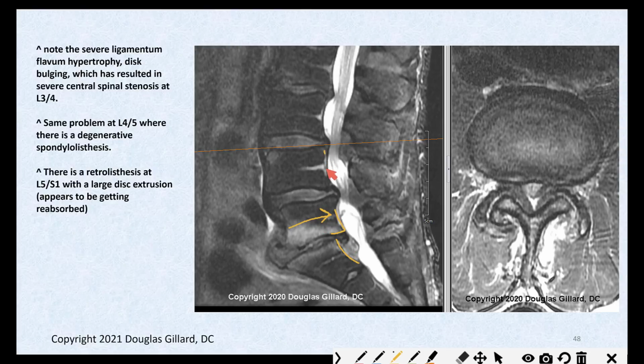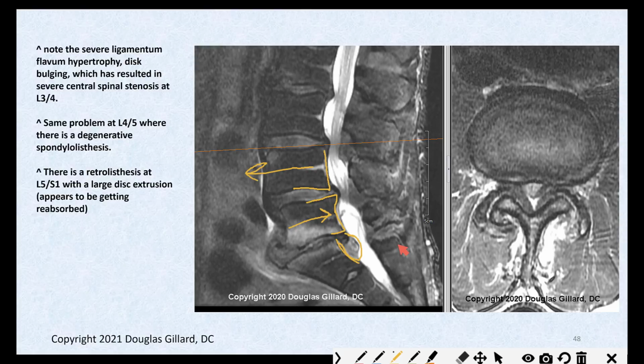Now, what about this? So this one is slid forward. So technically, that's a spondylolisthesis, even though it may be an illusion because this bone is slid back. But you would still call it a spondylolisthesis because this one is slid forward. These guys are normal here. Anybody catch this? That's a big disc extrusion on top of all this other stuff.